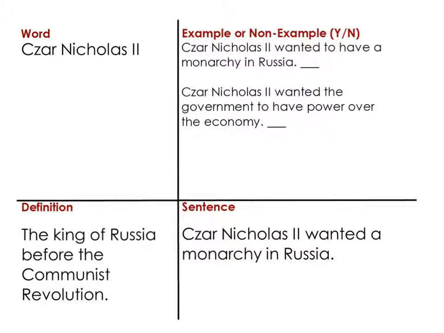Now let's look at some example or non-example sentences. You decide yes or no. Tsar Nicholas II wanted to have a monarchy in Russia. Is it an example or non-example? The next sentence is, Tsar Nicholas II wanted the government to have power over the economy.